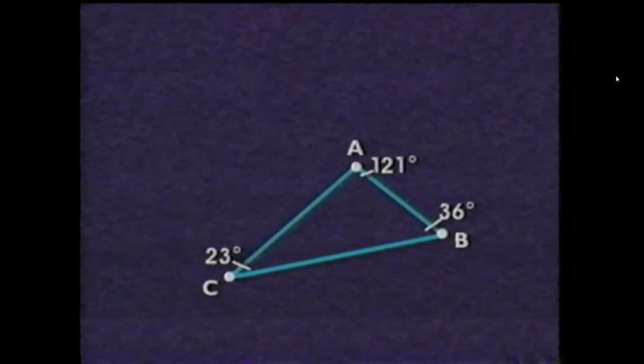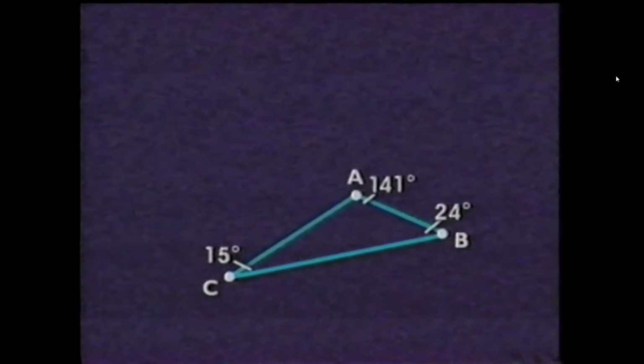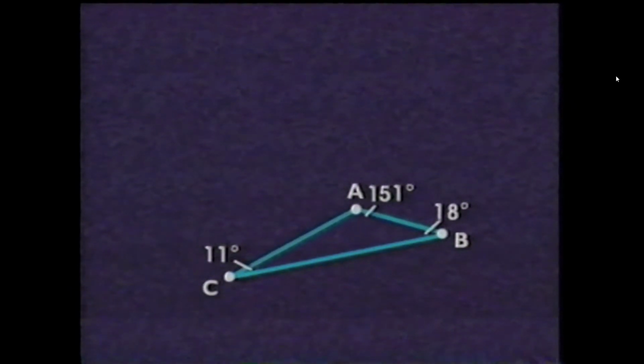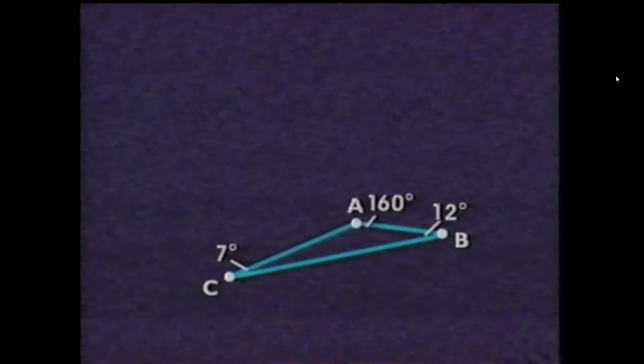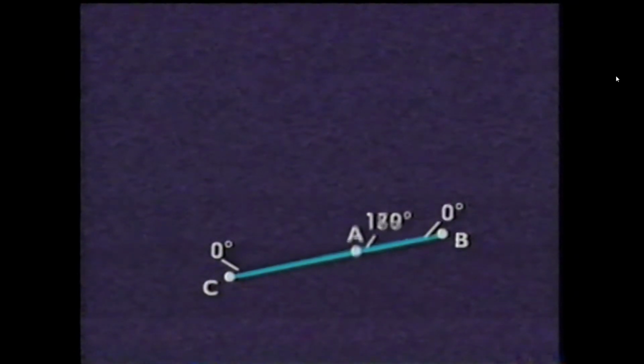As vertex A gets very close to side BC, the measure of angle A gets very close to 180 degrees, and the measures of angles B and C get very close to 0 degrees. In the limiting case, A is on side BC, and the triangle collapses into a segment. Then the measure of angle A is 180 degrees, and the measures of angles B and C are both 0 degrees. So the sum of the three measures is exactly 180 degrees.